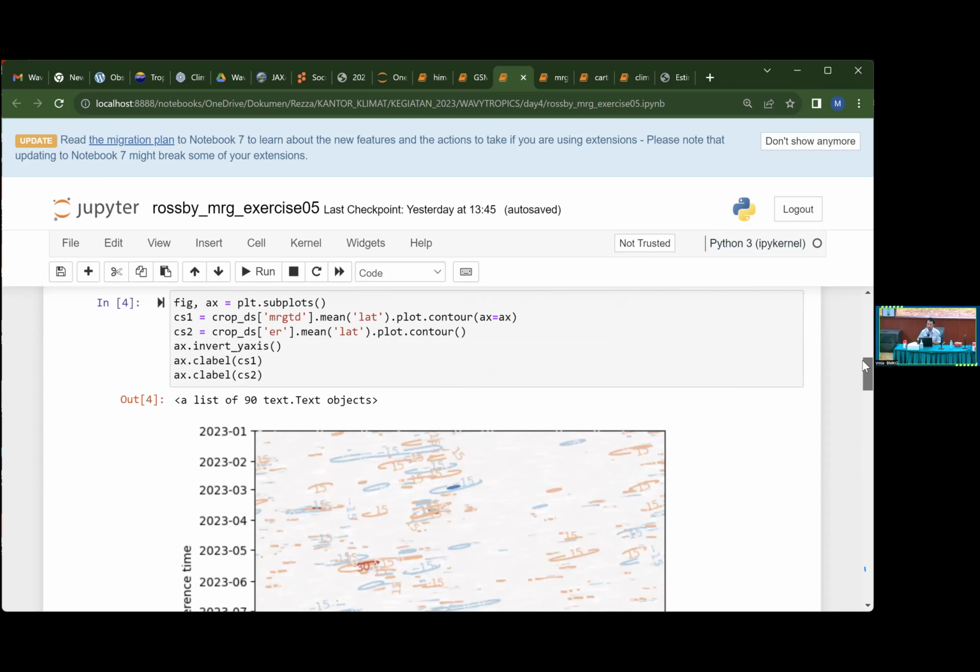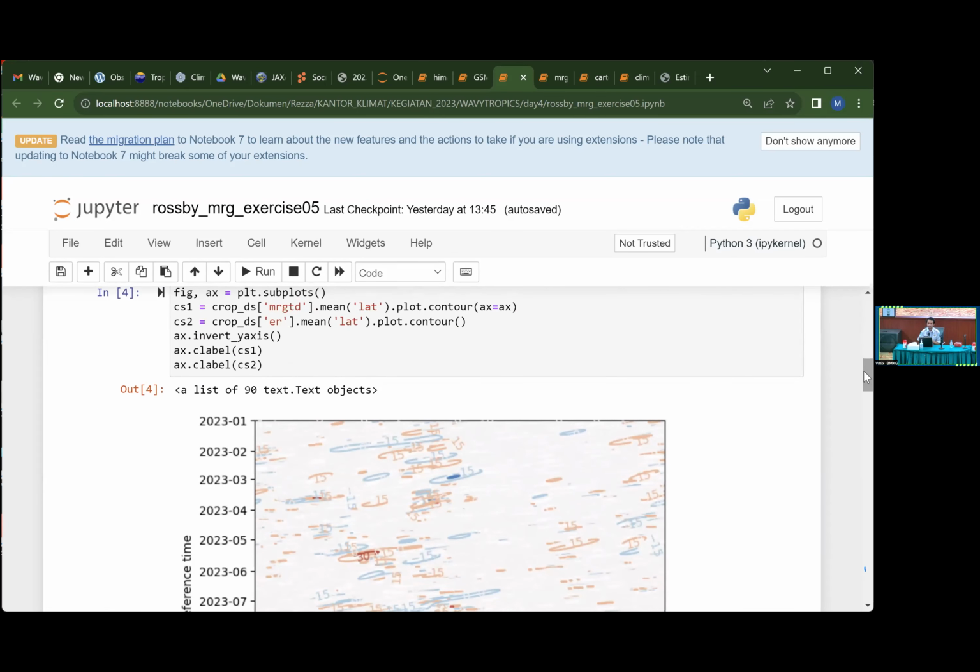So why is this important? Because in wave analysis, the important thing to do is the scale interaction. So the higher frequency wave is sometimes modulated by the lower frequency wave. For instance, MJO will modulate the Kelvin wave, etc., etc.